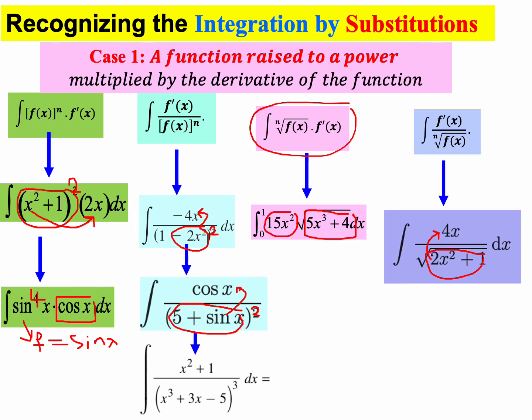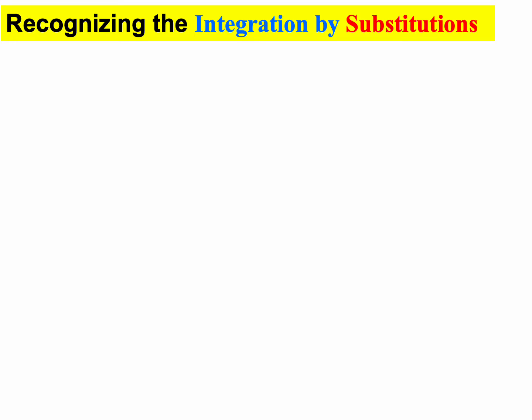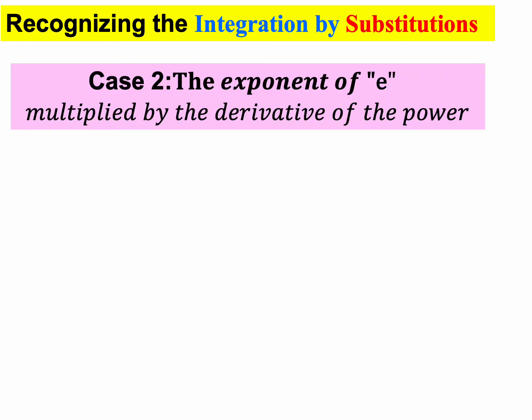We can have many examples like this one. This example can also be done by integration by substitution. Now let's go to the second case. The second case is when we have an exponential function, but the exponent or the power is another function, not x, multiplied by the derivative of this exponent.